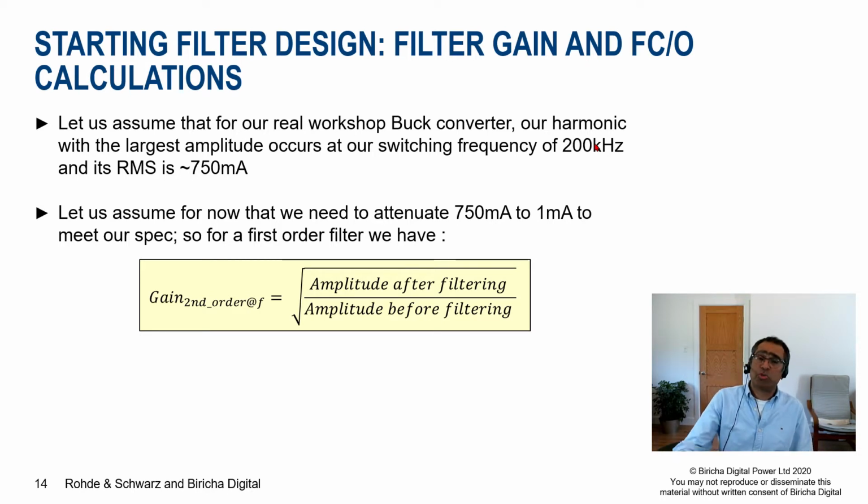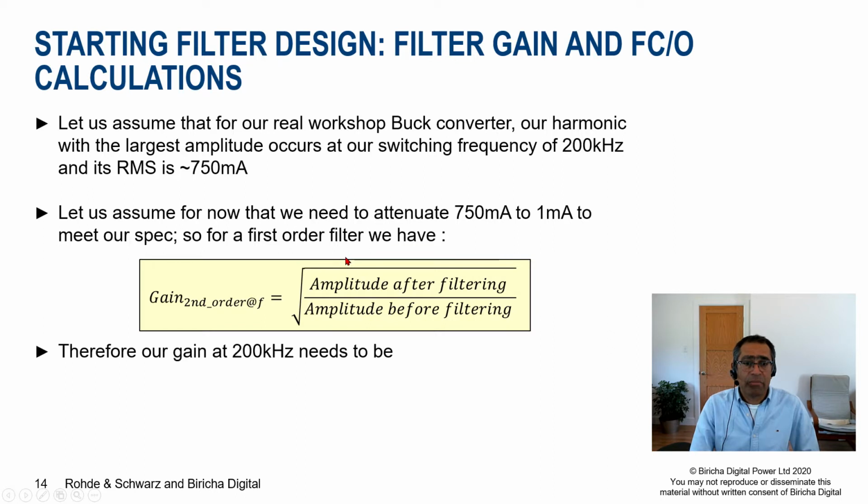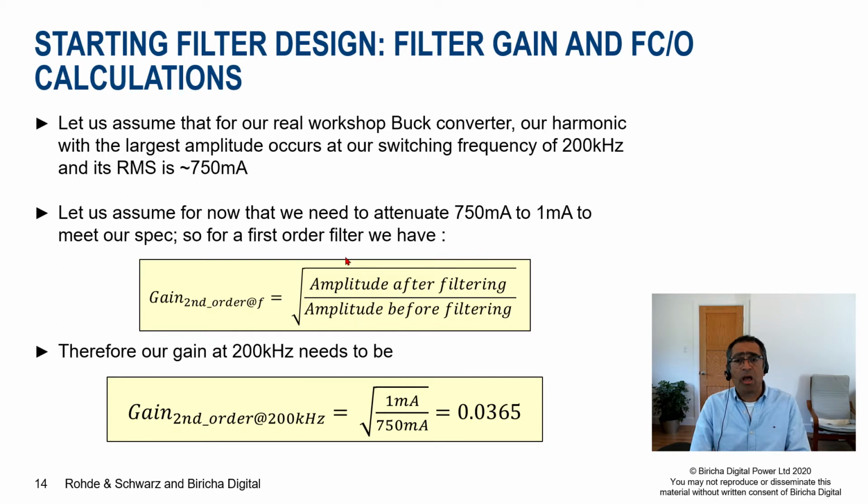Now, we know from university textbooks that the gain of a second order filter at a certain frequency is the square root of amplitude after filtering divided by amplitude before filtering. So in my case, at 200 kilohertz, which is my switching frequency and my biggest harmonic, I have 750 milliamps, I'm going to attenuate it down to 1 milliamp, therefore the gain is going to be this value here. Okay? I haven't got my cutoff frequency yet, but I know what the gain of my filter at 200 kilohertz should be.